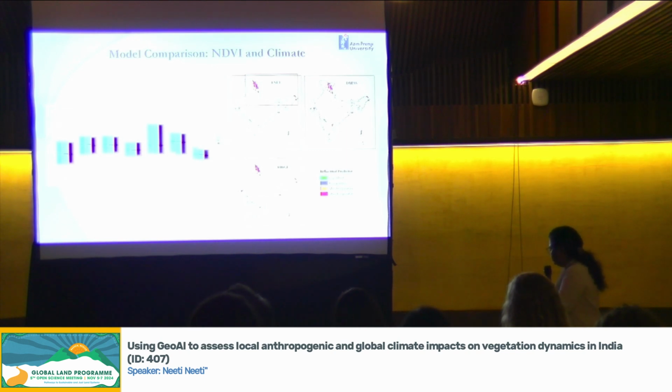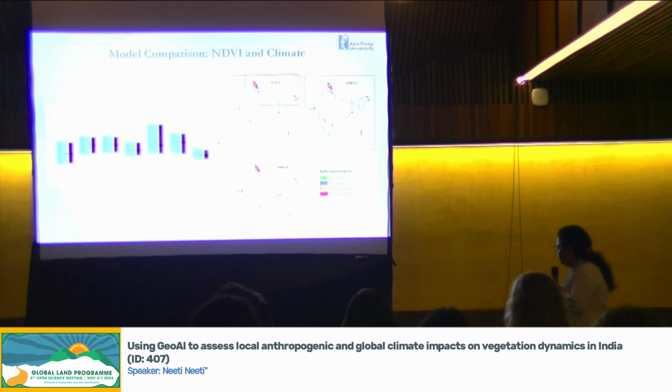vegetation. But there were some places, like in the Sundarban Delta, that's the protected area there, as well as in the east coast, as well as the Kutch Desert, where we found it was much more driven by NDVI relationships.